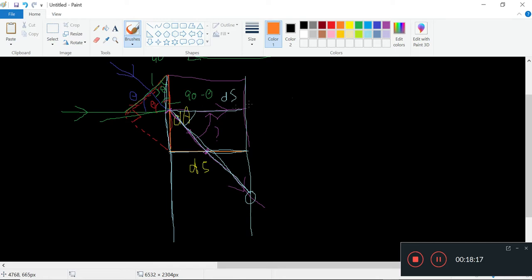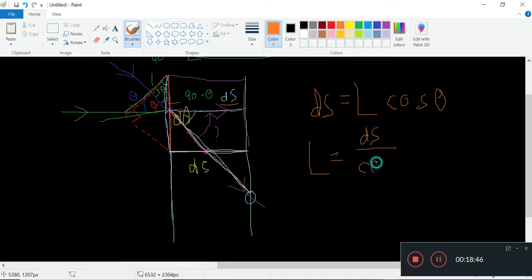So the path traveled is not ds, but the length that's being traveled. Or rather, let's put ds equal to this length traveled, and you put cosine theta here. So the length traveled is just ds over cosine theta. Okay, so it does not exit the control volume here as we define it. It exits the control volume here.